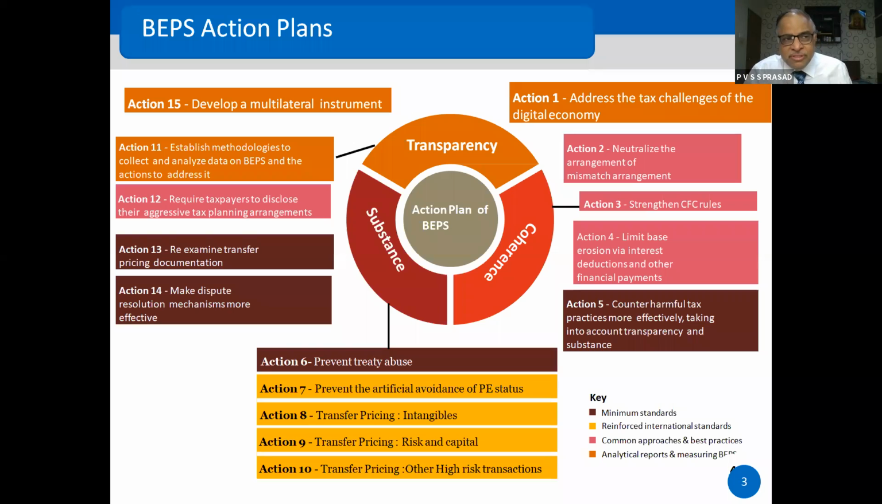What are those measures? It is with reference to prevention of treaty abuse. What I explained till now: every country would like to collect legitimate tax revenues, and no country would like to lose tax revenues. Accordingly, every country is willing to implement this minimum standard of prevention of treaty abuse.